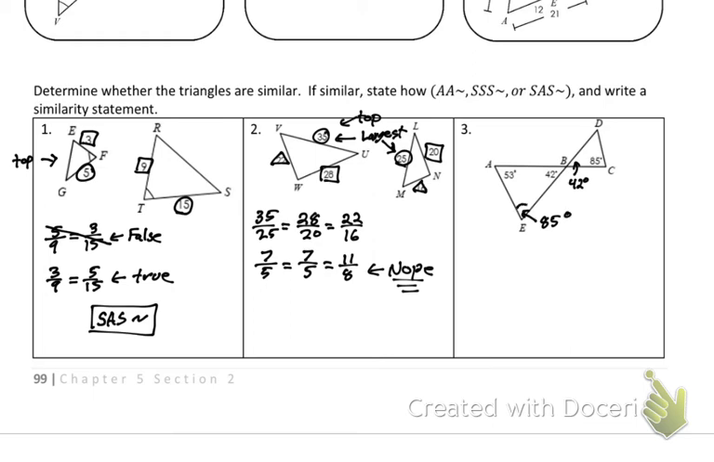Well, now I know that this is 85. I have an 85 over there. I have a 42. I have a 42. I don't have to go any further. This is just angle, angle, similarity.